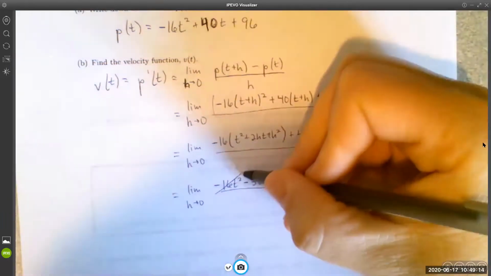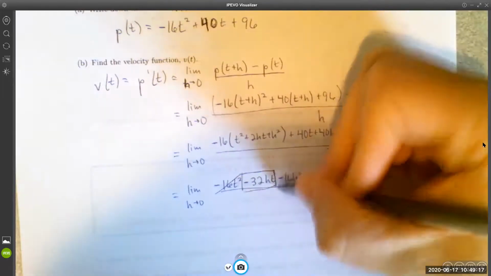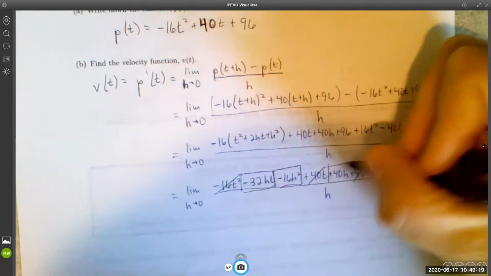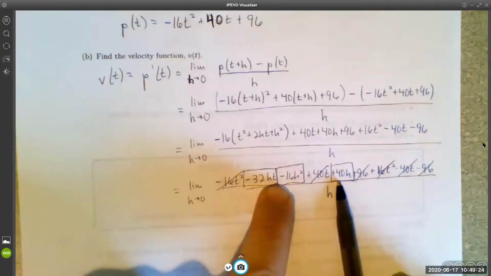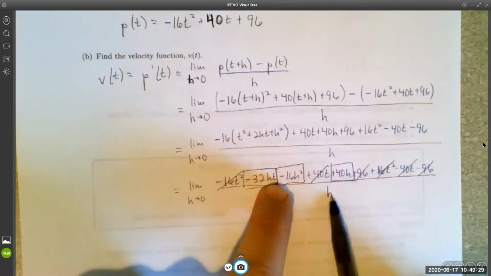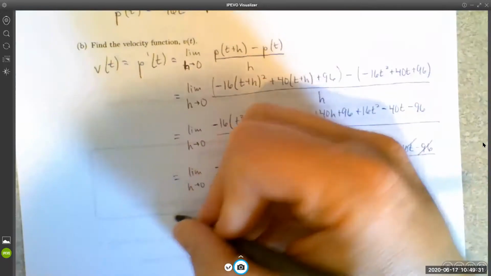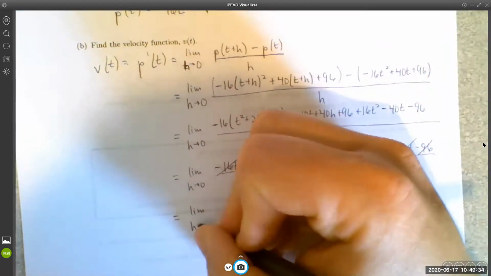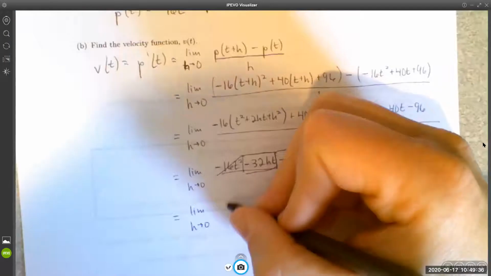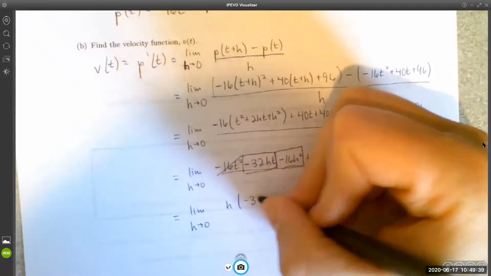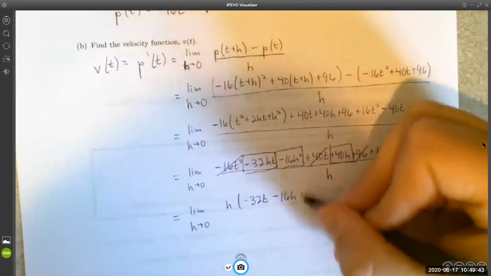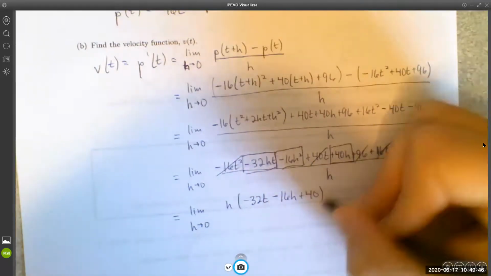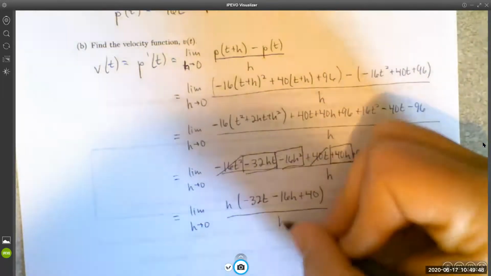Now notice that what you have left are these three terms here. And all three of them have an h in them. So on the next step, I'm going to go ahead and factor out that h so that I can cancel it with the h in the denominator. Okay? So I've got h times negative 32t minus 16h plus 40, divided by h. Now those h's cancel.